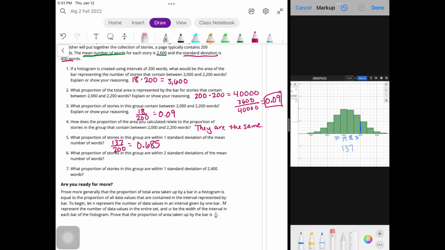Now we're looking at within 2 standard deviations. So let's come back to our histogram. Actually, let's undo that. Oops. I don't know if I can get rid of that. There we go. Okay. So now we're looking at in between 2 standard deviations. So that's 800 on either side. So 2,600 minus 800 would be 1,800, which would be right here. And then 2,600 plus 800 would be 3,400, which would be right there.